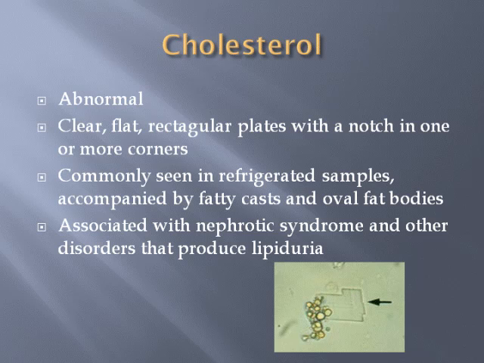Cholesterol crystals are abnormal. They're clear, flat, rectangular plates, and they have a notch in one or more corners. These are kind of cool looking and also easily distinguishable from others. They're commonly seen in refrigerated samples and oftentimes accompany fatty casts and oval fat bodies. So you'll definitely want to employ your polarizing microscope here. They are associated with nephrotic syndrome and other disorders that produce lipiduria.